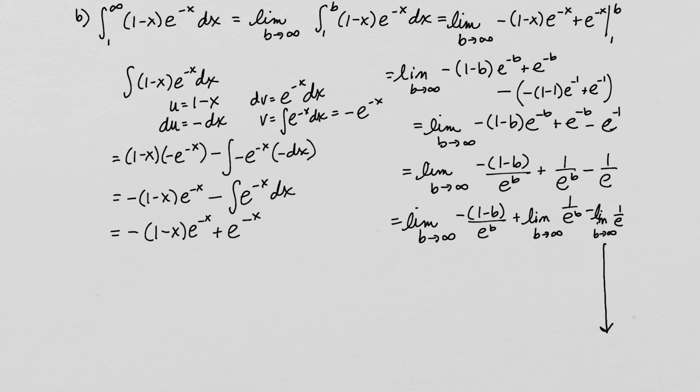Okay, so that last limit, there are no b's in it, right? Since there are no b's, there's nothing for me to plug b into, so the limit is just 1 over e. So this last one here is just minus 1 over e. The middle limit, if I plug in, I would have 1 over e to the infinity. E to the infinity is just infinity. So it's 1 over infinity, and 1 over infinity is just 0.